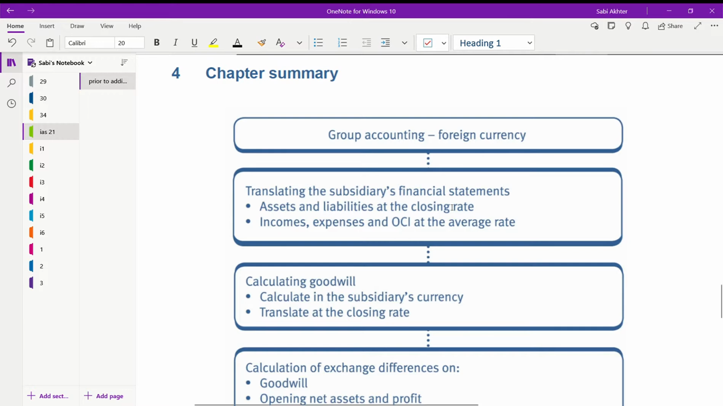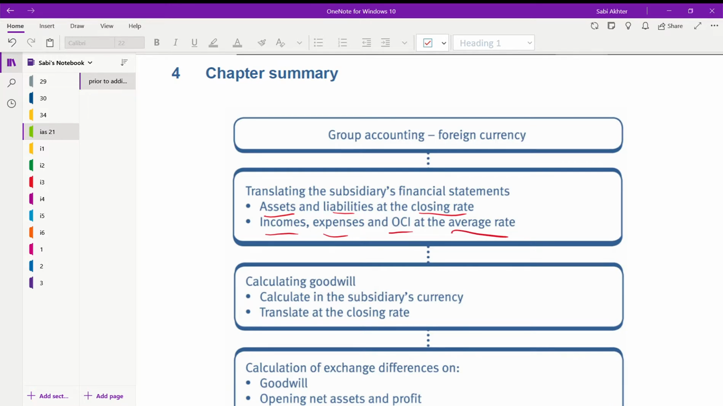For assets and liabilities, you have to use the closing rate. That means whatever the figures are in the statement of financial position, they are translated using the closing rate. These rates will be given to you in the exam. So assets and liabilities, closing rate, you have to remember. And when it's income, expenses and OCI, all the statement of profit or loss and other comprehensive income items will be translated at the average rate.